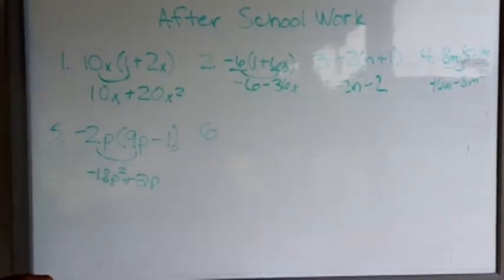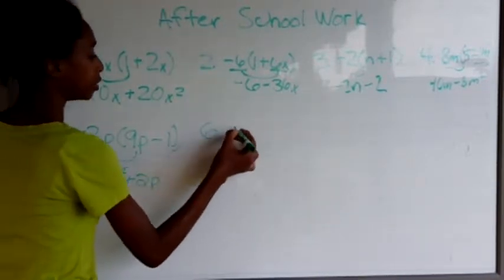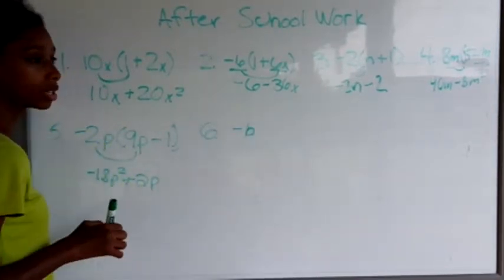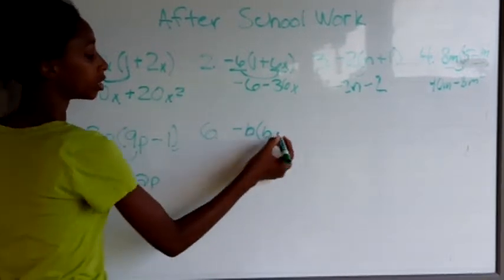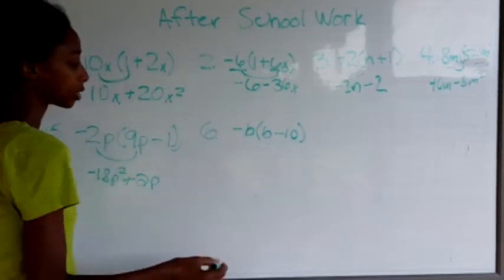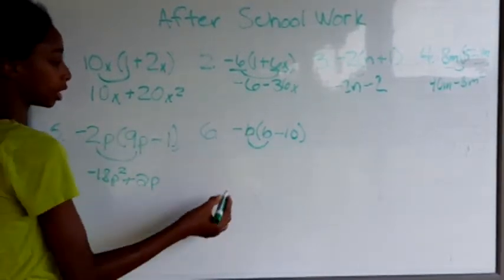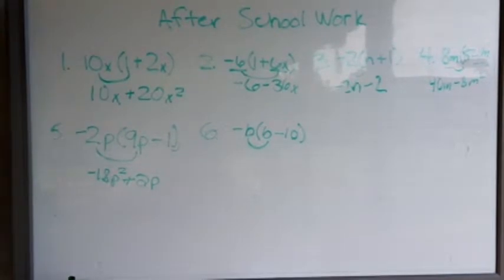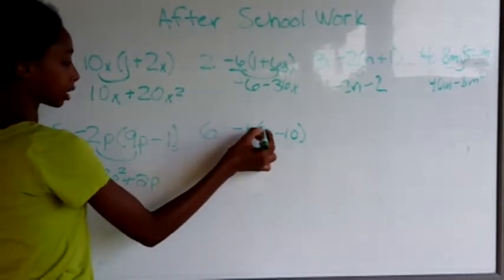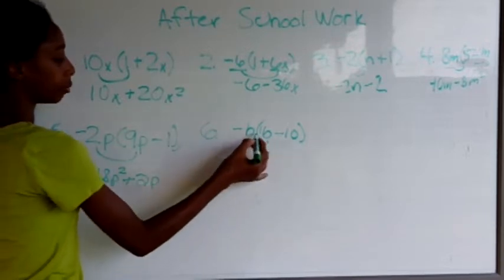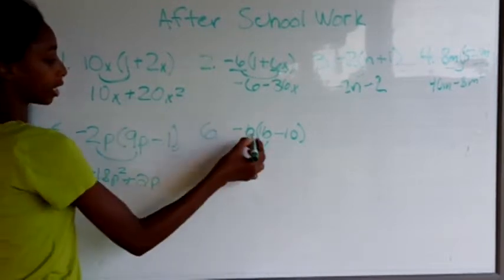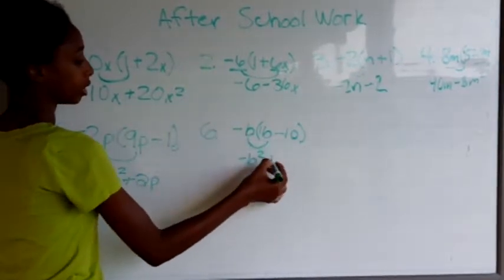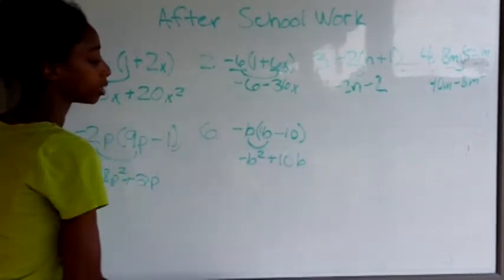What's number 6? Negative b, open parentheses, b times b minus 10. Alright, so we do negative b times b. Again, when a variable is alone, it's like there's a 1 in front of it. So that's like negative 1 times 1, which is going to be negative. And b times b is b squared. So it's going to be negative b squared. And then negative b times negative 10 is going to be positive 10b.